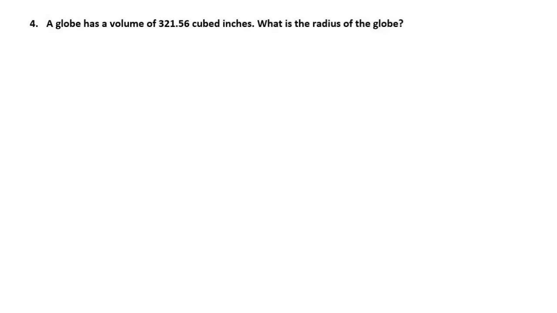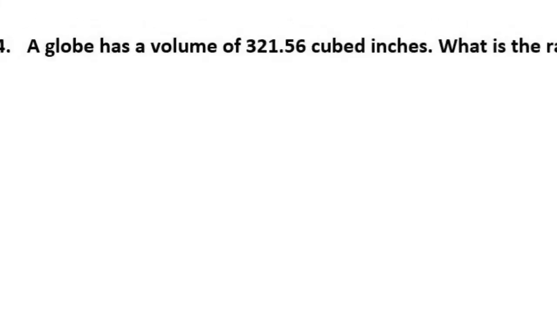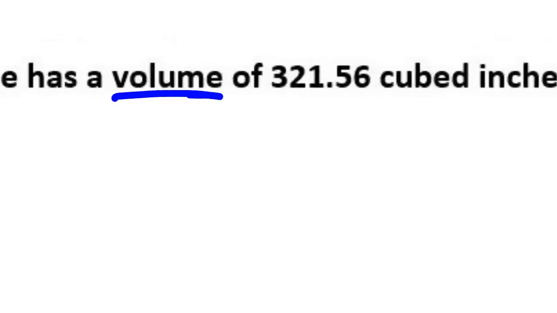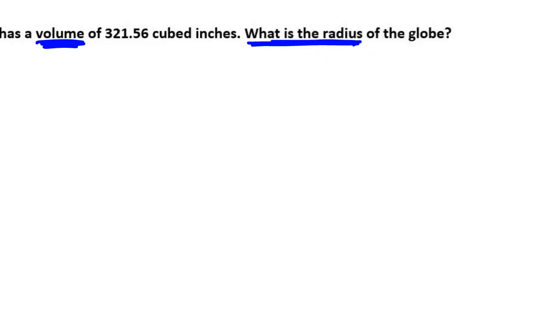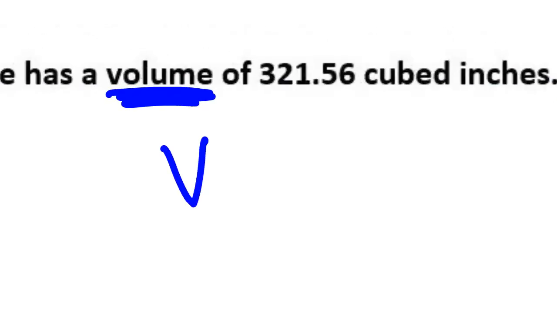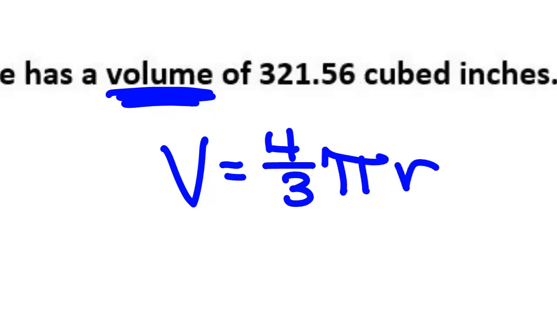We have 2 formulas for spheres. What are those 2 formulas? What do they find? Volume and surface area. Do I need both of them for this problem? No. We just need the volume formula. They gave us the volume. They're asking us to find the radius, so I need a formula that has volume and radius. Volume equals 4/3 pi r cubed.